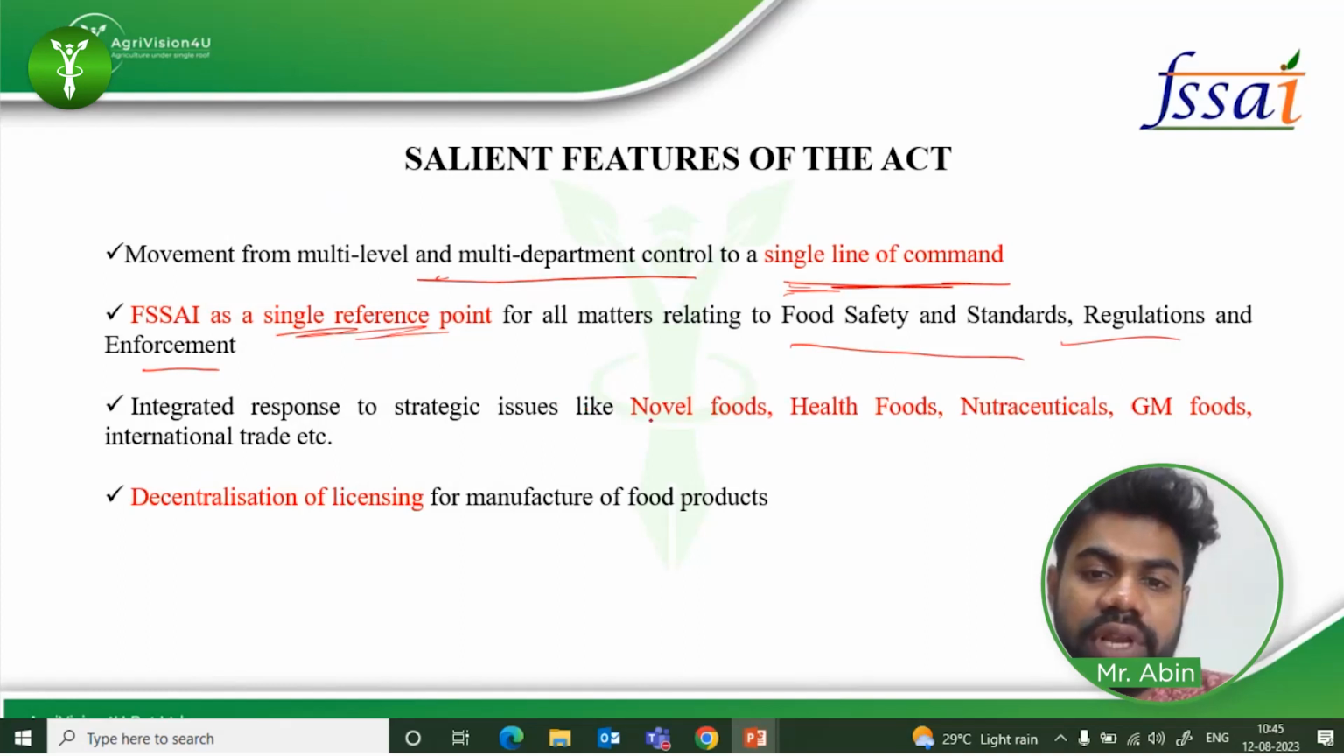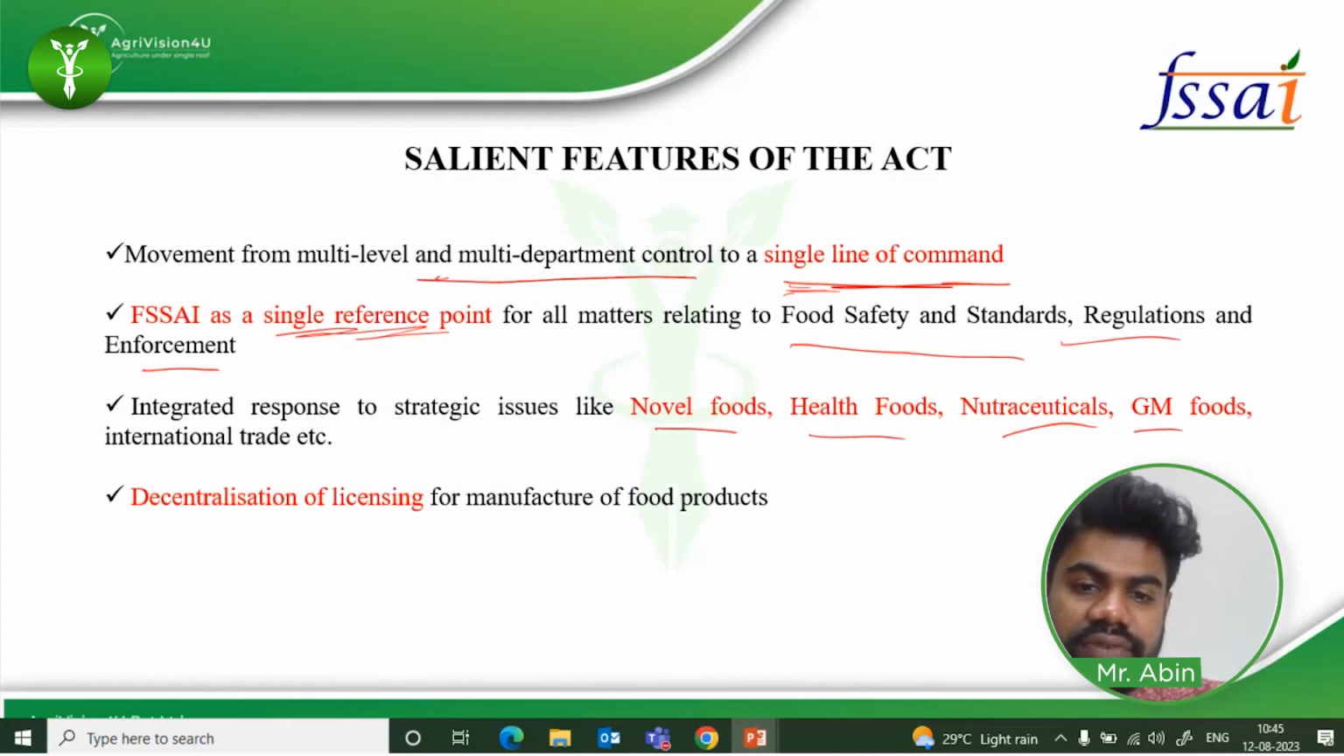Integrated response to strategic issues, like we have discussed: novel foods, health foods, nutraceuticals, GM foods. These are important and newer things happening in the field of food science. So for the strategic issues also, an integrated response will happen through the FSS Act, because it is given under some acts and sections. Decentralization of licensing for manufacture of food products: licensing also came after the existence of the FSS Act only. We will also see that in 2011 the licensing of processing products happened.